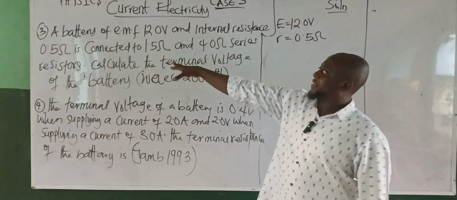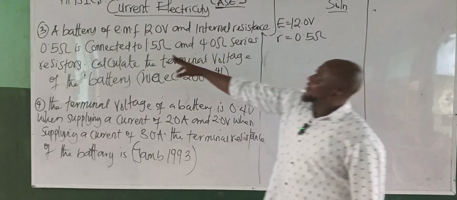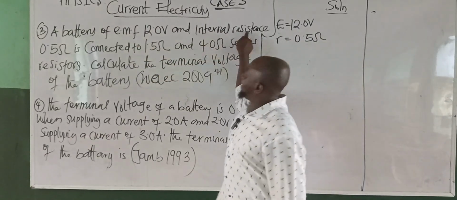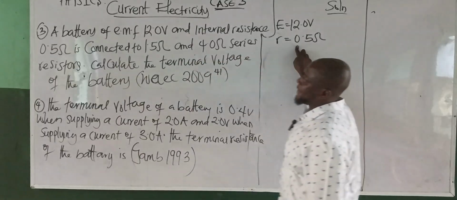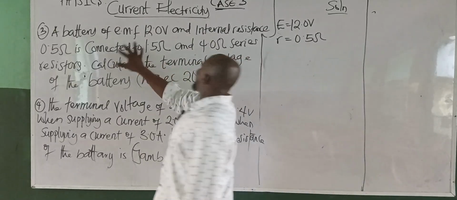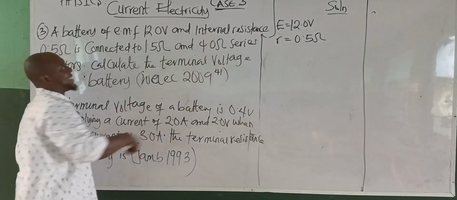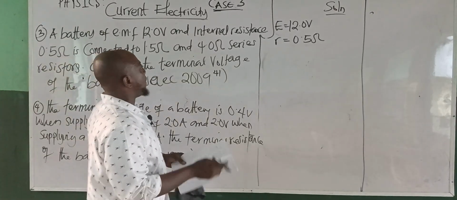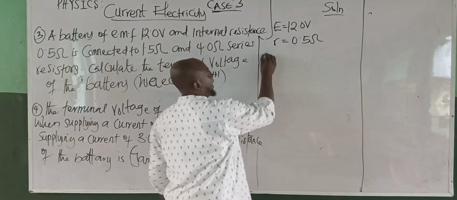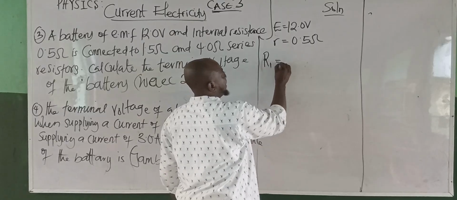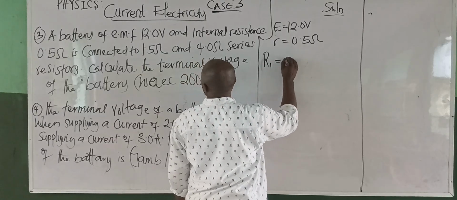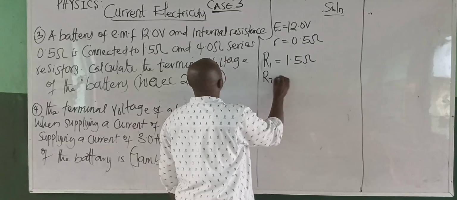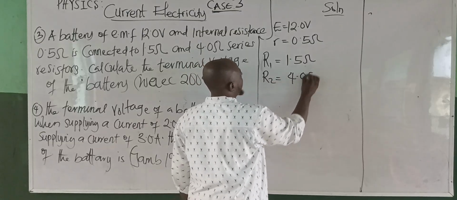So here is my number 3 question. Now we have a battery of EMF to be this, and then we have an internal resistance to be this. We are told that the resistors are connected in series. So what do we do? Because it's connected in series, it means that my R1 is given to be 1.5 ohms and my R2 is given to be 4.0 ohms.